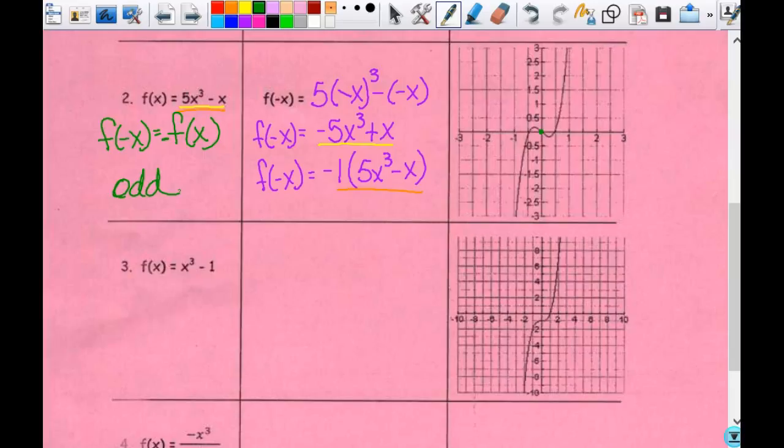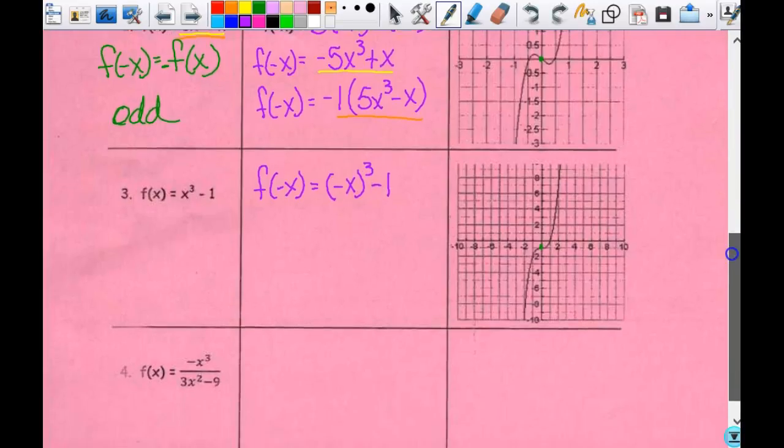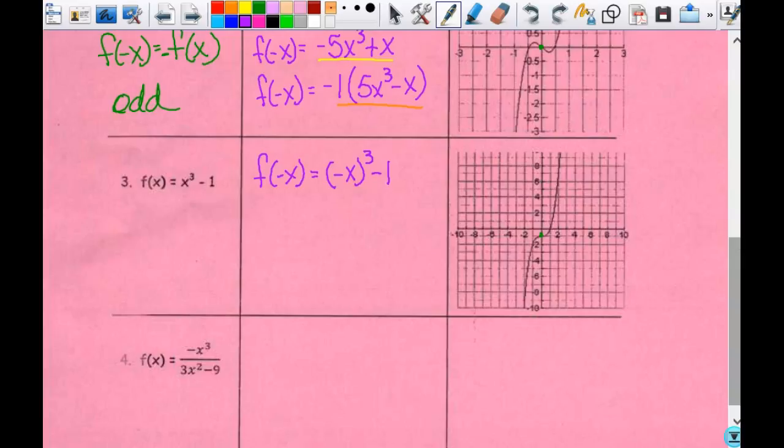Does this graph have symmetry? It does. Does it look like it has y-axis or origin symmetry? Okay, maybe origin. Okay, so we're going to check it anyway. So we plug in, and we get f of negative x equals negative x cubed minus 1.